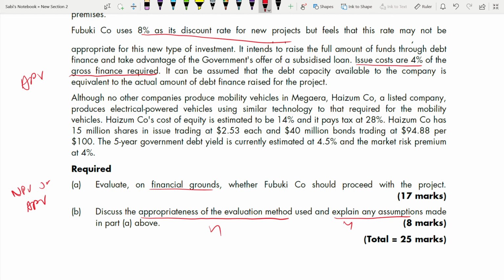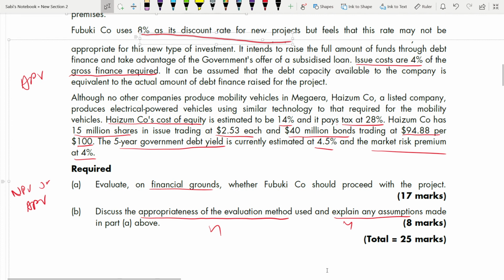Hazem, a listed company, produces electrically powered vehicles using similar technologies to those required for the mobility vehicles. Hazem's cost of equity is estimated to be 14% and it pays tax at 28%. Hazem has 15 million shares in issue trading at this price and 40 million bonds trading at this price. The 5-year government debt yield is currently estimated at 4.5%, and the market risk premium is 4%.